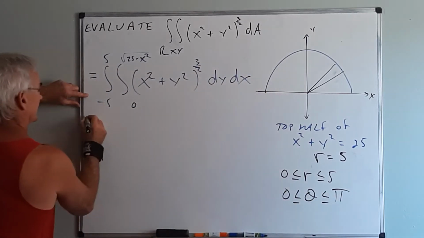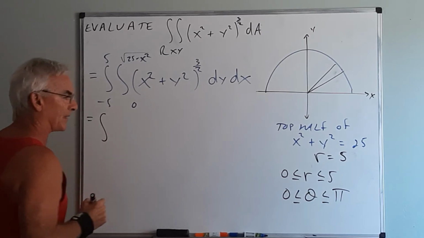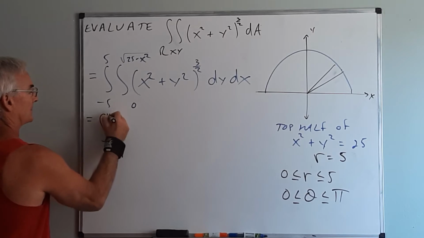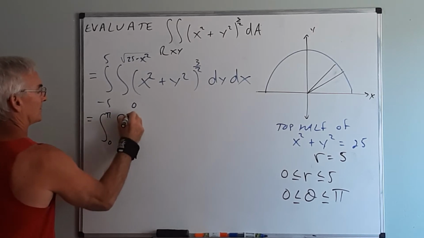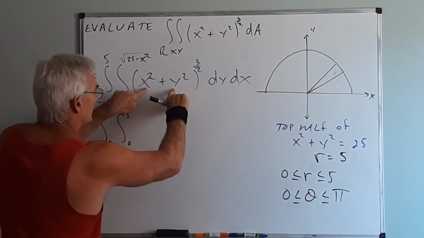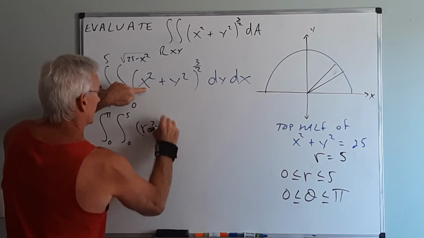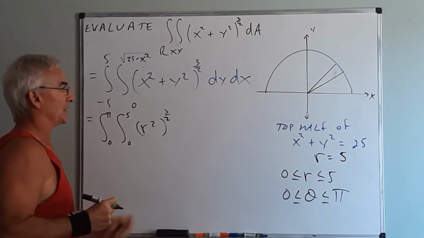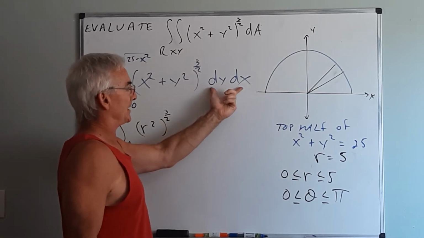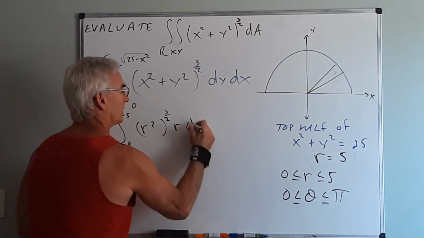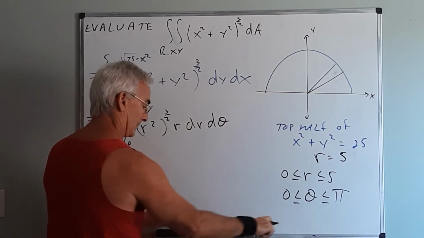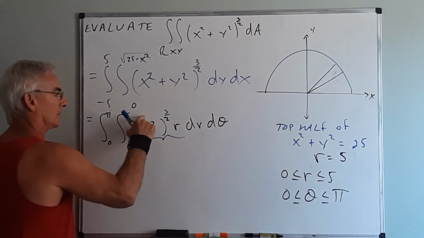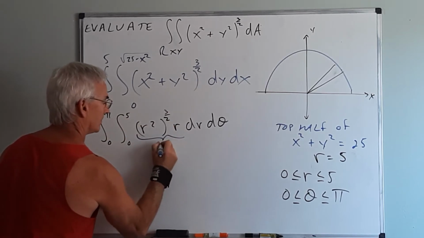And when I translate this, we generally always put theta on the outside because theta limits are almost always going to be constant. I'd have 0 to pi, I'd have 0 to 5. This is r squared raised to the 3/2 power. And as we saw in the previous video, I replaced the dy dx with r dr d theta. Now that makes this quantity right here r to the 4th power.